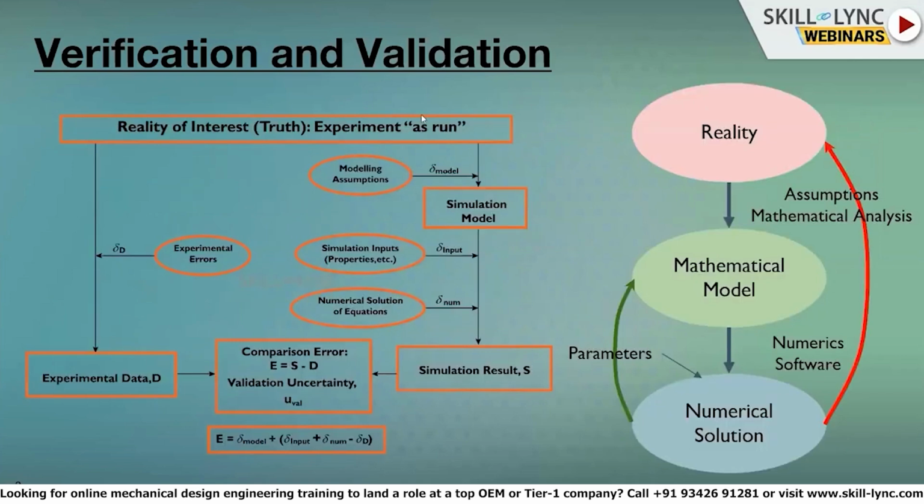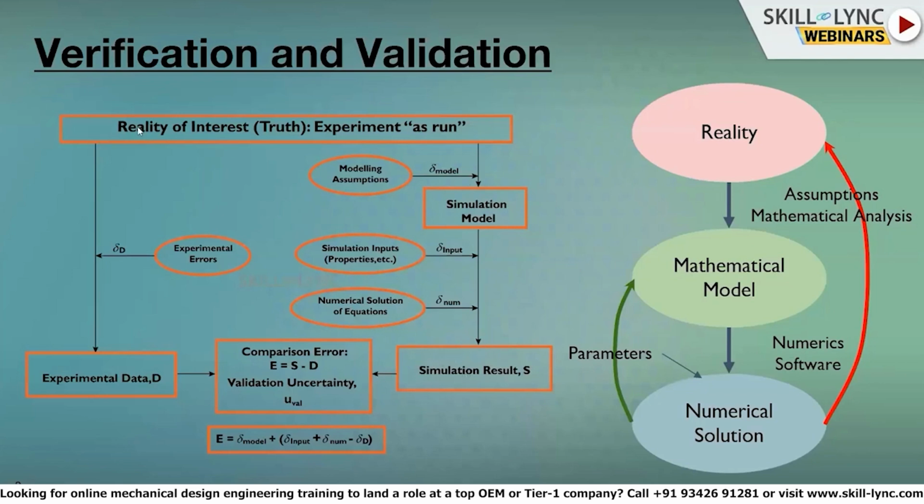If you see here, I hope everyone can see my cursor. This is the actual experiment or the actual reality fluid problem. And with certain modeling assumptions, we are taking the simulation model. With certain assumptions, we are putting in the fluid properties and other inputs. There are certain approximations and errors in the numerical solution because we are approximating it as an algebraic equation. There may be some round off errors and truncation errors, etc. And finally, we obtain the simulation results.